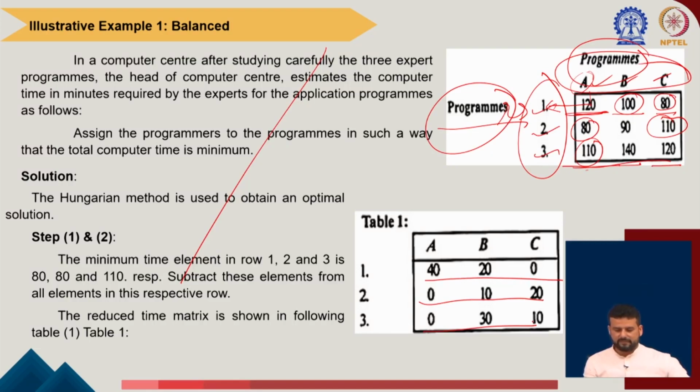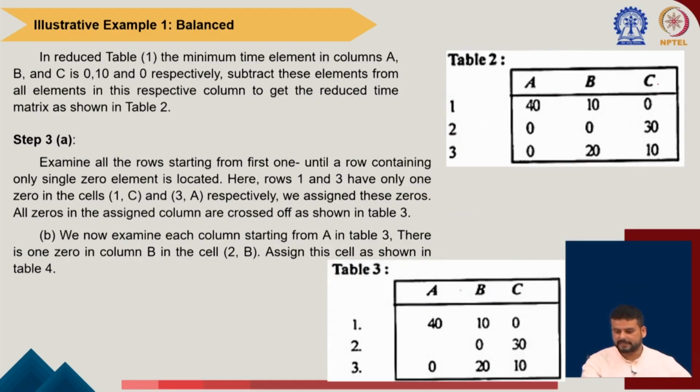Done? Similarly, we'll go for the columns now. The first column has a 0, so the values will remain unchanged, right? Here the minimum is 10, so I'll subtract 10 from each value. Here there is a 0, so if I subtract 0, the values remain the same. Right. So this is the next table after calculating the opportunity cost table. Up to this, fine?